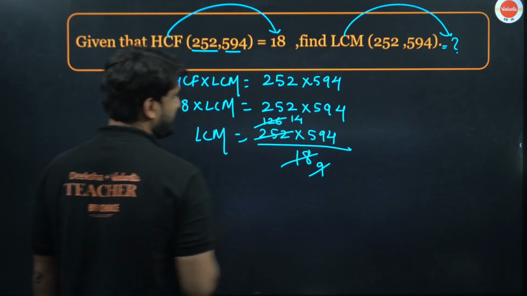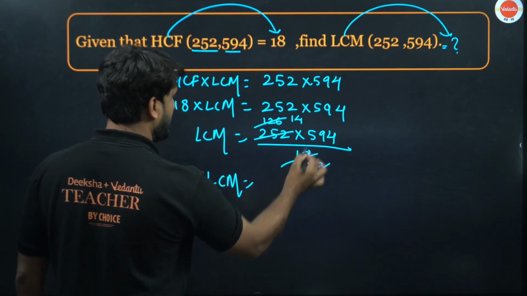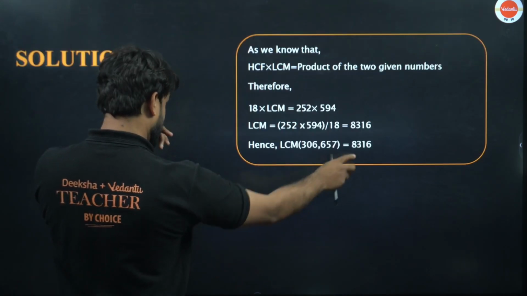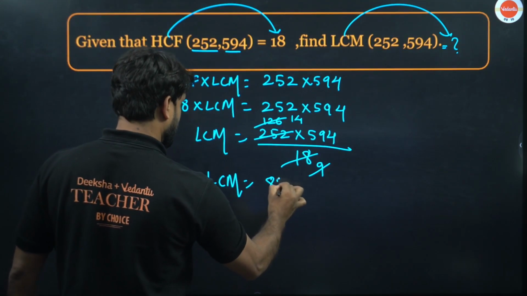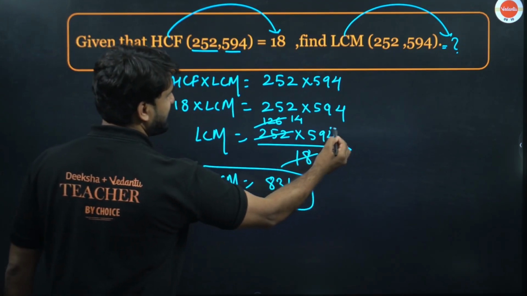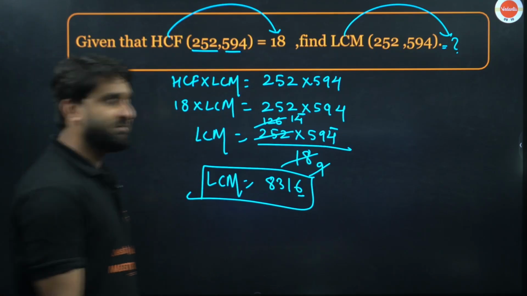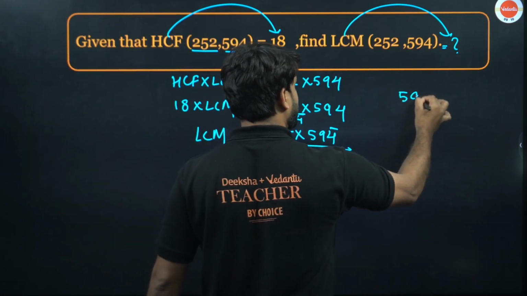This is 18, and this is 9. Now 14 into 594. 14 into 594 is 8316. You guys can multiply. This is the answer. By the way, we can check now. 4 into 4 is 16, so the units digit is 6. This is correct. Otherwise, you guys can verify in the rough section.